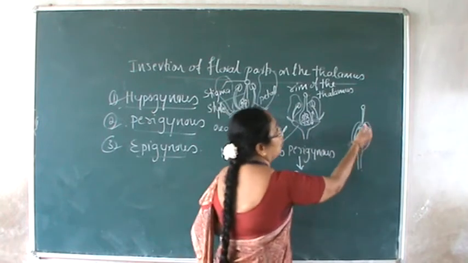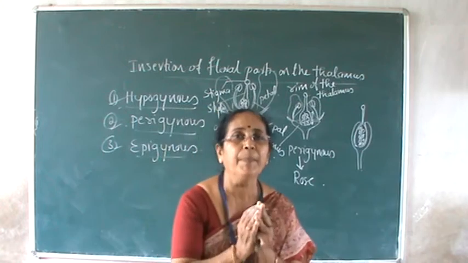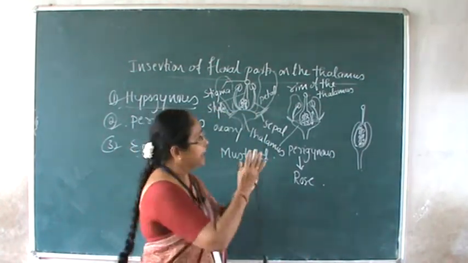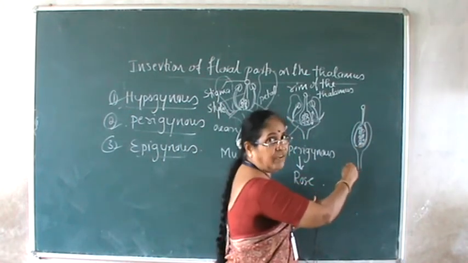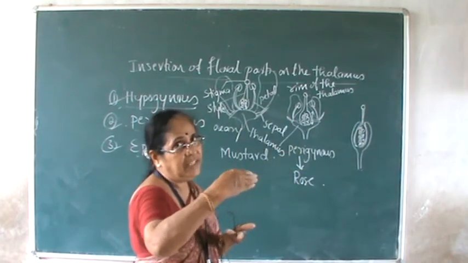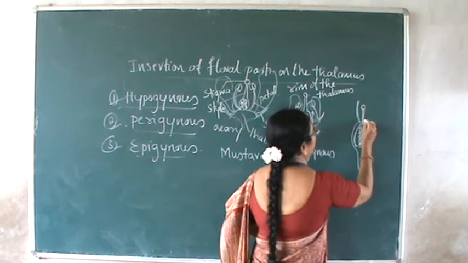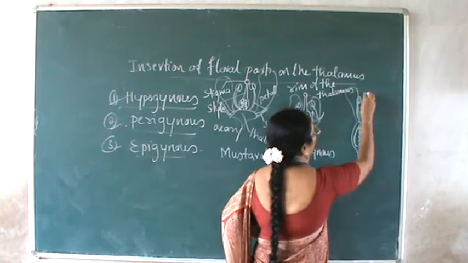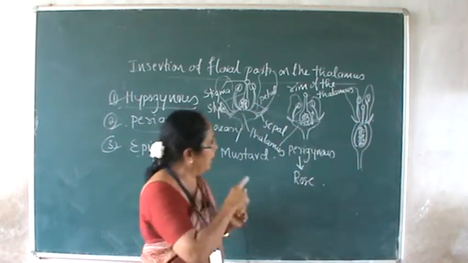In this case, the whole ovary is enveloped by the thalamus cup, completely enveloped by the thalamus cup because the thalamus cup is having a deep depression in the center. And the depression of the cup is completely enveloping the ovary part and only the style and stigma have come out of the thalamus cup. And then the remaining parts now, the stamen, the corolla and the calyx. You can make out the difference.